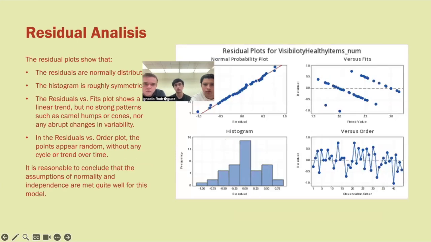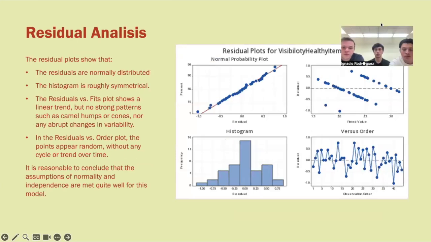For the residual analysis, the residual plots show that the residuals are normally distributed. As you can see, they follow a straight line. The histogram is roughly symmetrical. The residuals versus fits plot shows no strong patterns, such as what we saw in class, like camel humps or cones, nor any abrupt changes in variability. In the residuals versus order plot, the points appear random, so there's not really any cycle or trend over time. We concluded from this analysis that the assumptions of normality and independence are met quite well for this specific model.